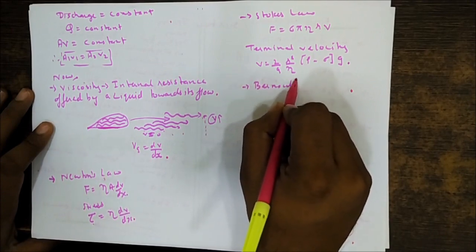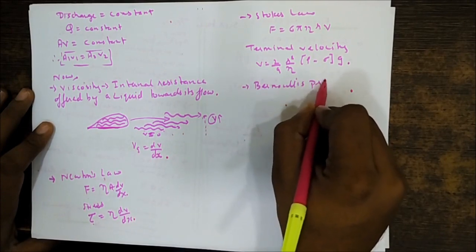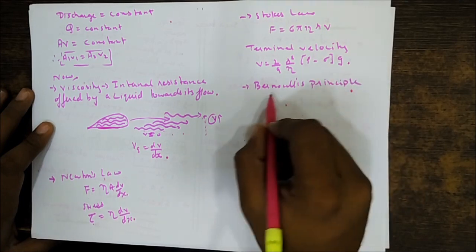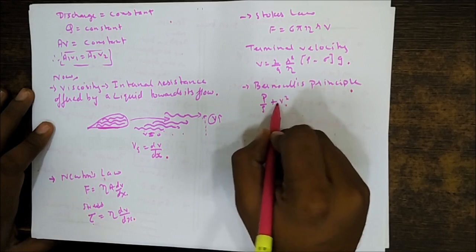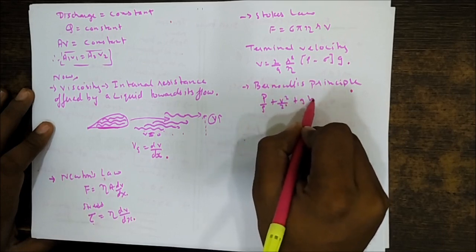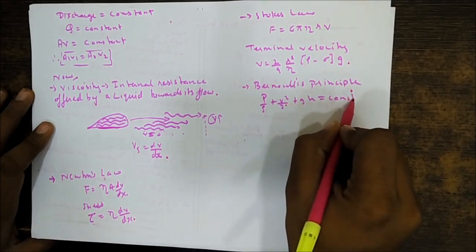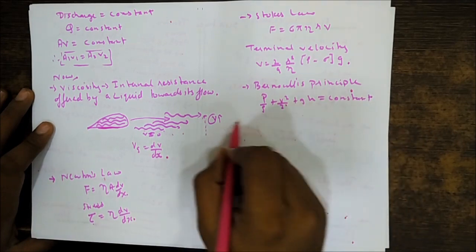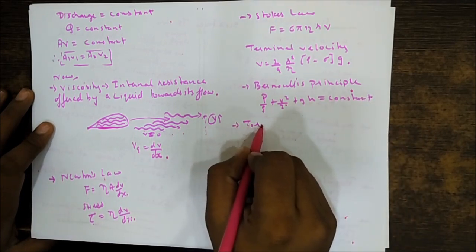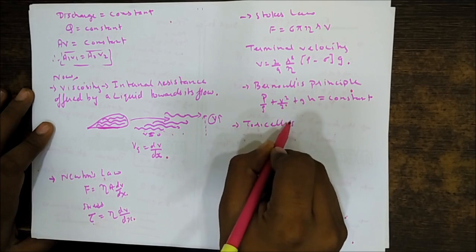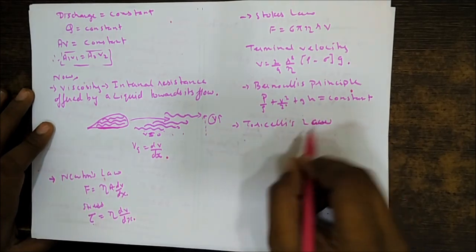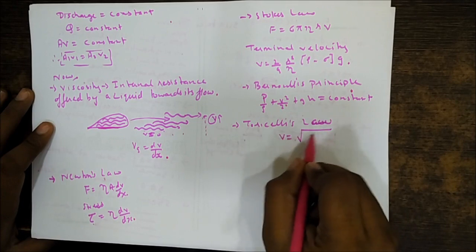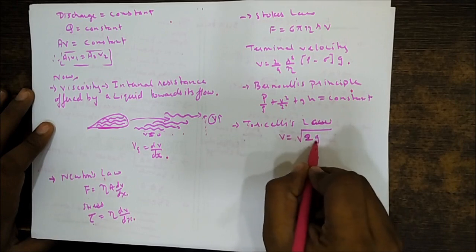Bernoulli's principle. P by rho plus V square by 2 plus gh is equal to constant. Torricelli's law. V equals the square root of 2gh.